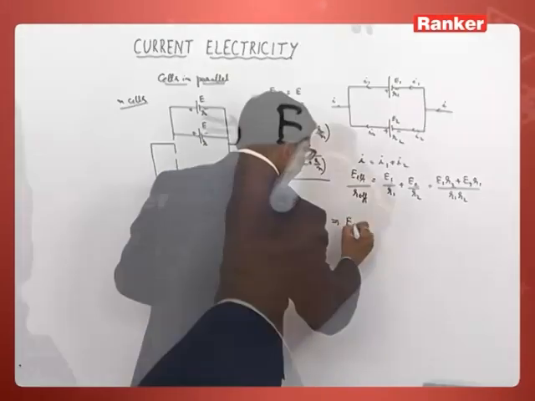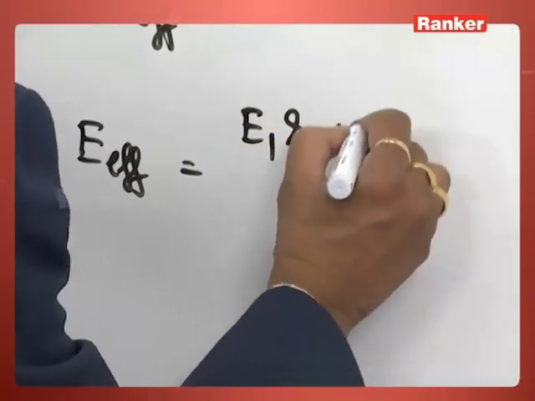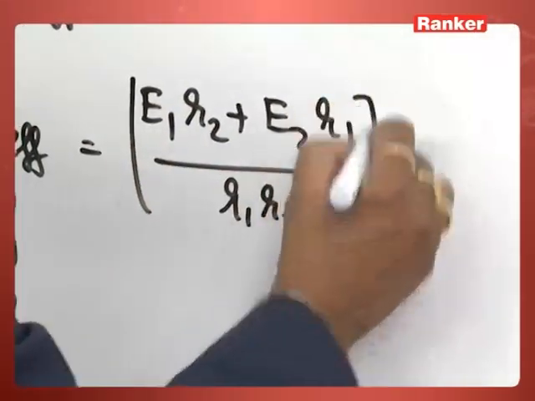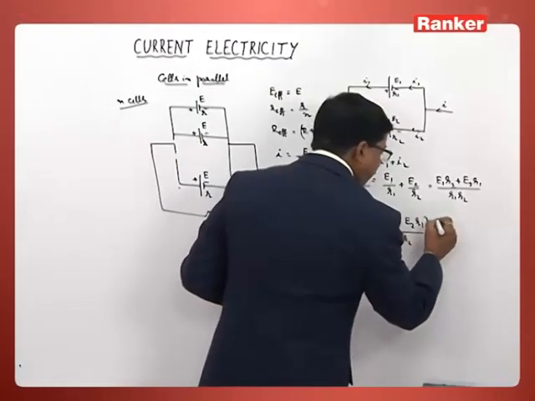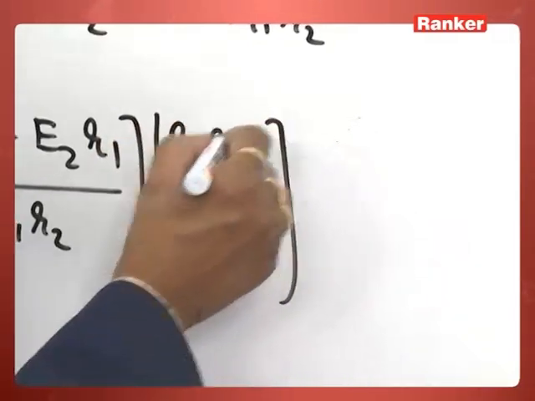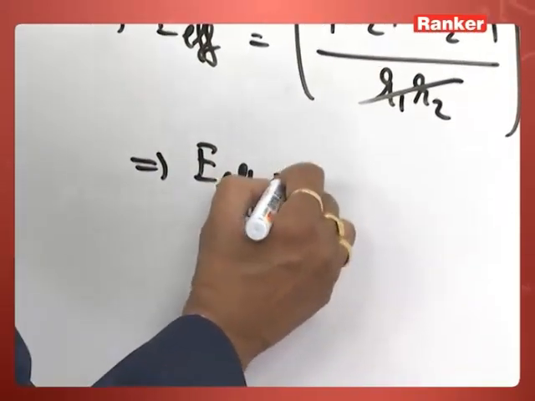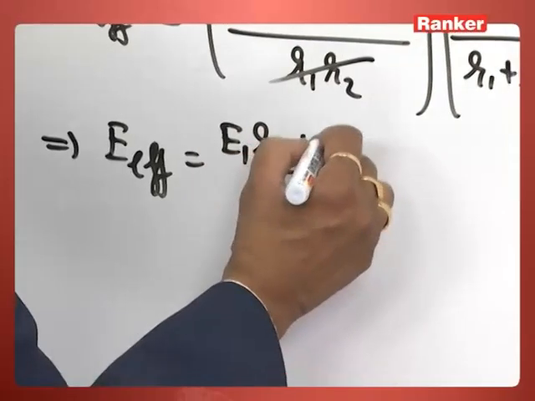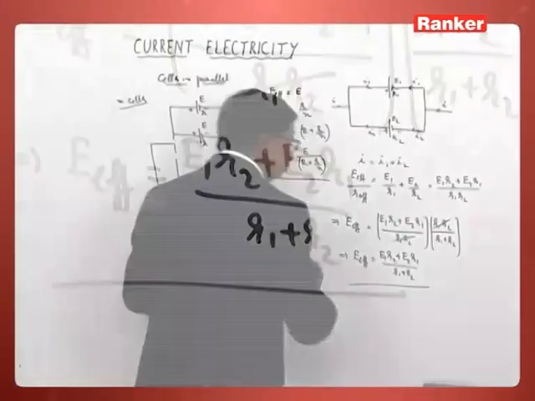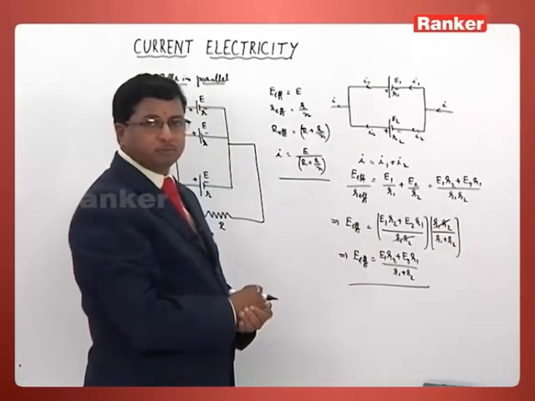Therefore, what will be the effective EMF is the question here. You now can write (E1 R2 plus E2 R1) by R1 R2, into what is the effective internal resistance here? R1 R2 by (R1 plus R2). Now R1 R2 getting cancelled, you are left with the effective EMF as (E1 R2 plus E2 R1) by (R1 plus R2). This kind of a concept is also important for you.